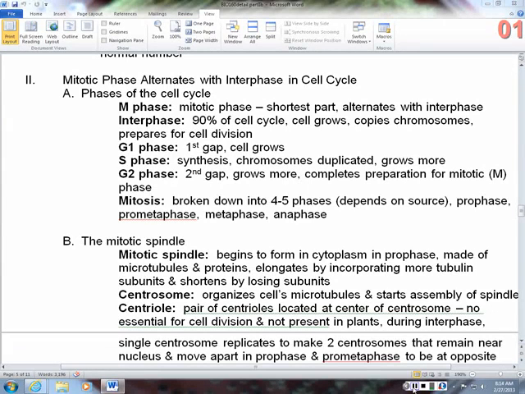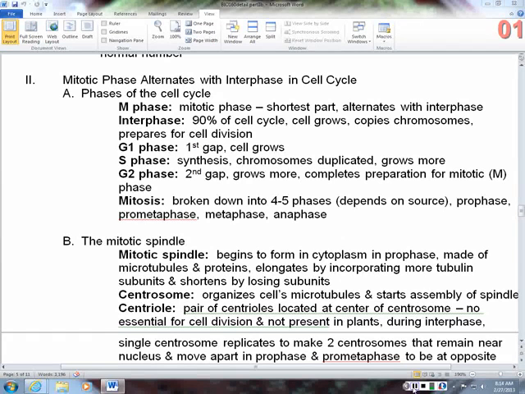The S phase is going to be the synthesis phase. Here is where it's going to make the chromosomes. It's going to grow some more in there. And then the G2 phase, the second gap, allows for more growth, and then you complete preparation for the mitotic phase in there. And then mitosis is broken down into 4 to 5 phases.